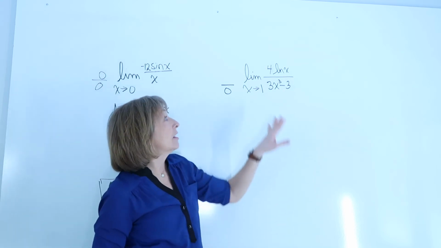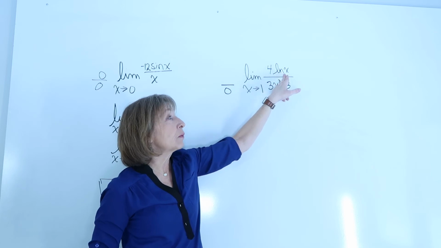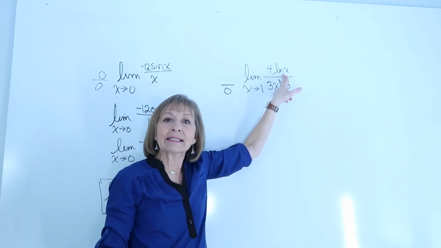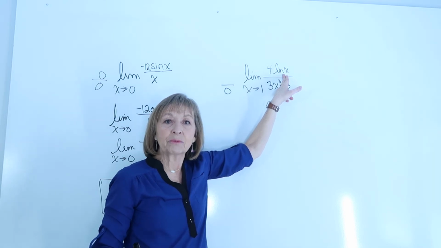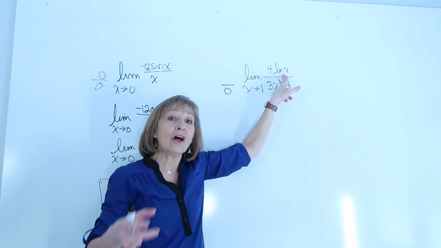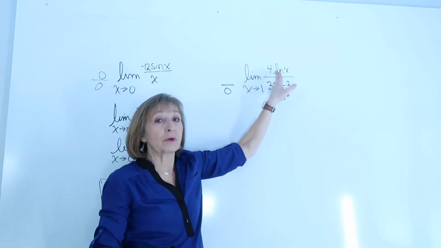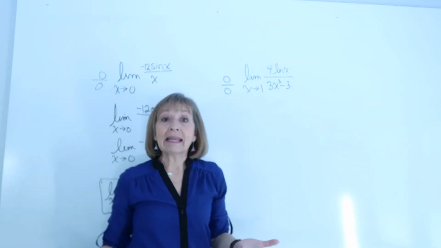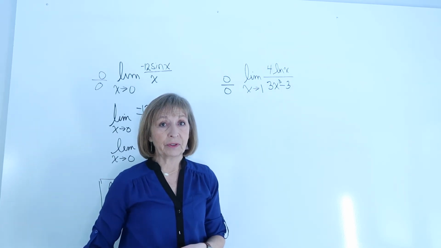In the numerator, when x approaches 1, I have to think 4 times, well, what's the natural log of a value approaching 1? So when you investigate that, you'll find that when x approaches 1, the natural log of a value approaching 1 approaches 0. And 4 times something approaching 0 approaches 0. Again, I have that 0 over 0 case, so I can apply L'Hopital's rule.